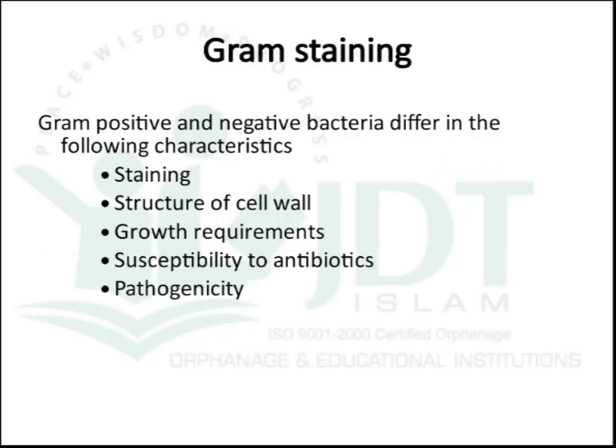Gram-positive and gram-negative bacterial cells differ in the following characteristics. In staining, it will give purple color for gram-positive and pink color for gram-negative. And there is a difference in the structure of the cell wall, which we have already discussed in the previous chapter. There is a difference in growth requirements for gram-positive and gram-negative, and a difference in susceptibility to antibiotics. And pathogenicity is also different in gram-positive and gram-negative.